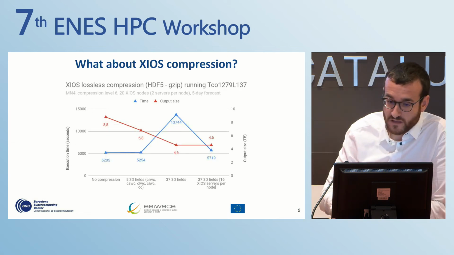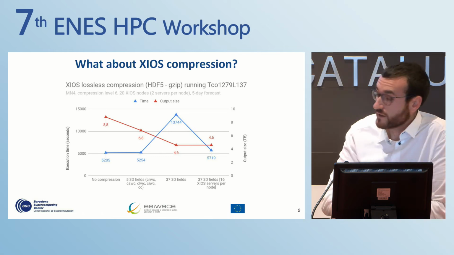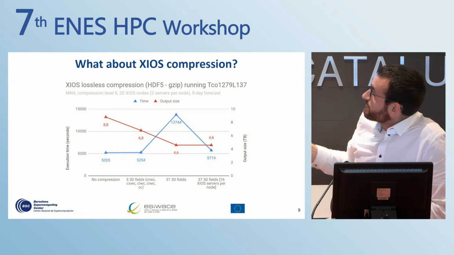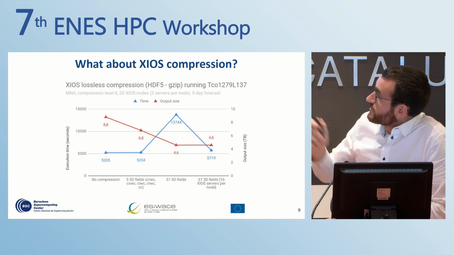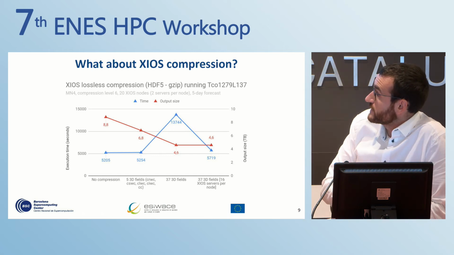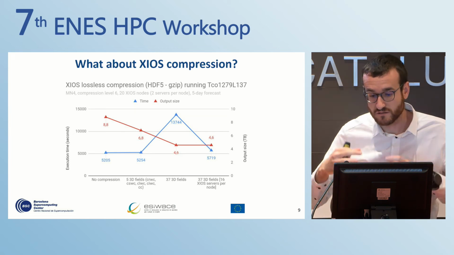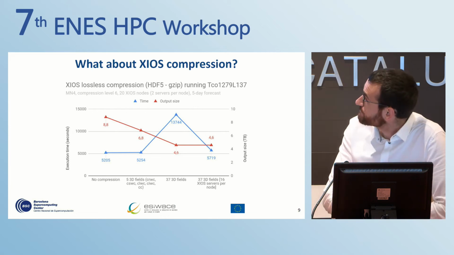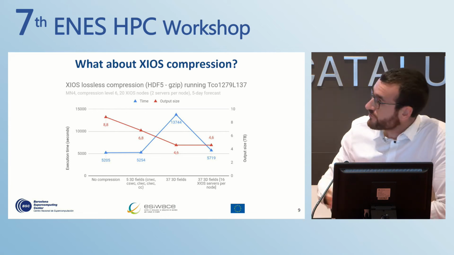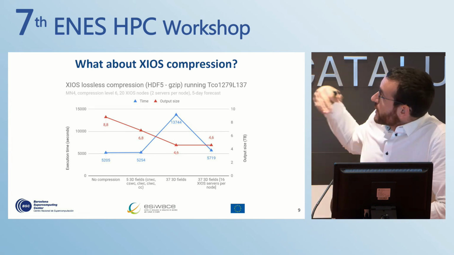We can see this clearly in this plot, which is using a TCO 1279 configuration, which is about 9 kilometers. If we compare with 5 3D fields, which have a lot of zeros, the compression ratio is quite good, and the execution time doesn't increase. But in this case, we are just putting a lot of pressure on the servers to see what happens. And as you can see, the increase in the execution time is very, very big. So we have to put a lot of resources.